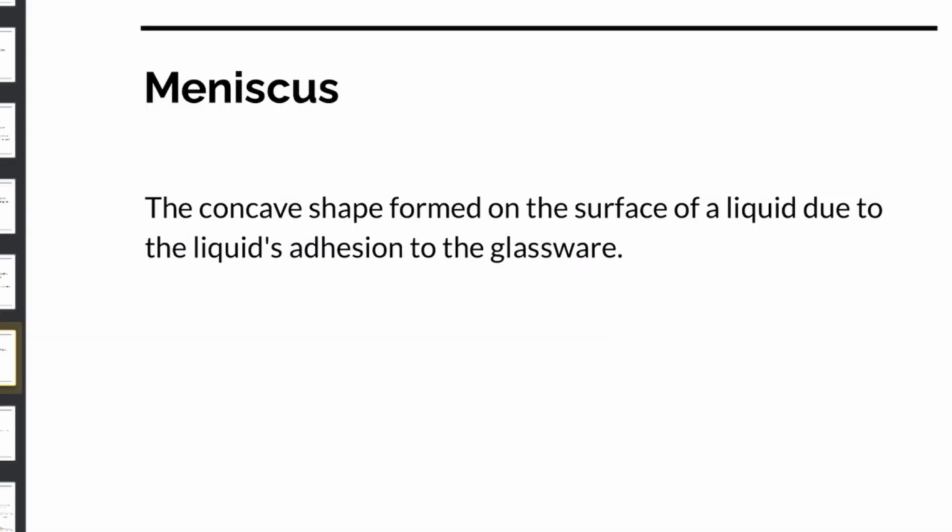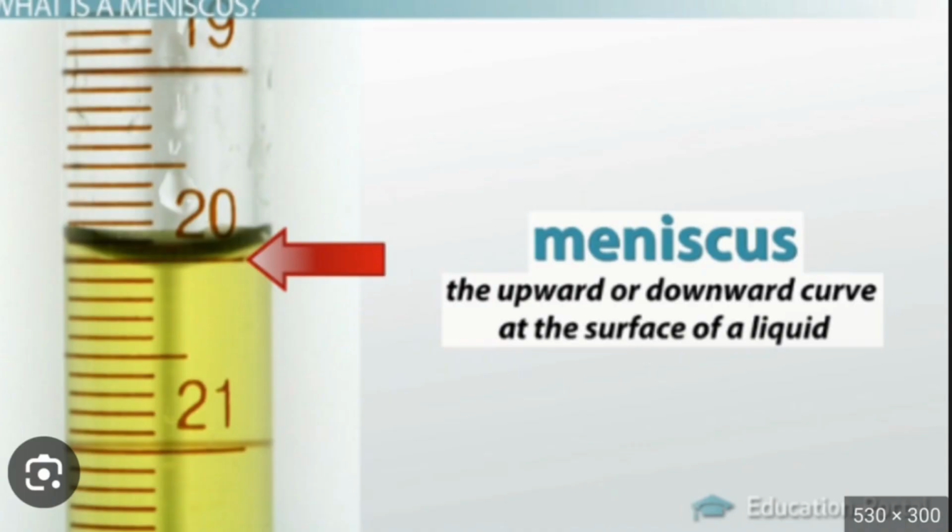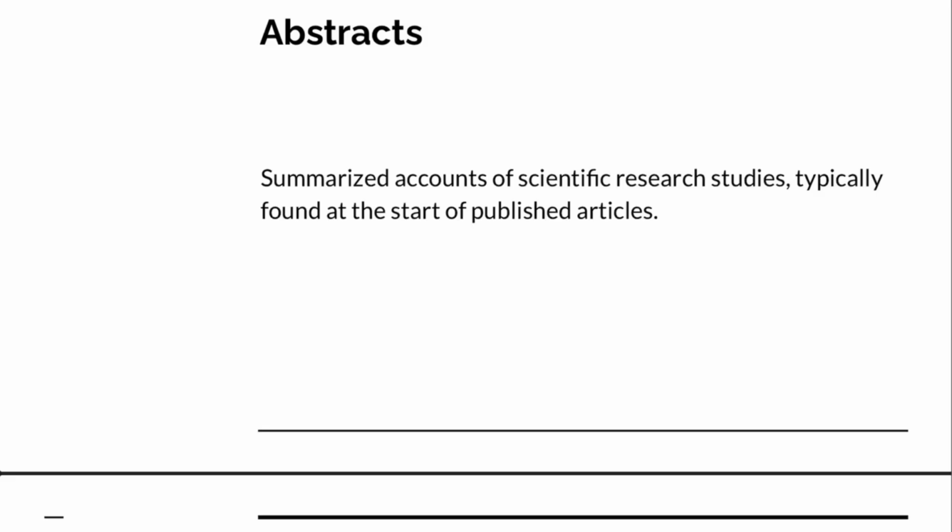Meniscus. What is a meniscus? It's the concave shape formed on the surface of a liquid due to the liquid's adhesion to the glassware. This is a meniscus line. What are abstracts? Abstracts summarize accounts of scientific research studies, typically found at the start of published articles.